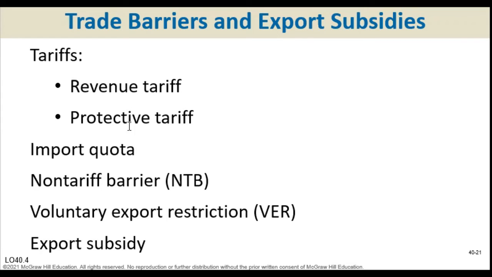We also have the protective tariff. And what is a protective tariff? They apply to goods that do have a domestic competitor. And the aim of a protective tariff is to make the imported good cost at least as much as the domestically produced good.